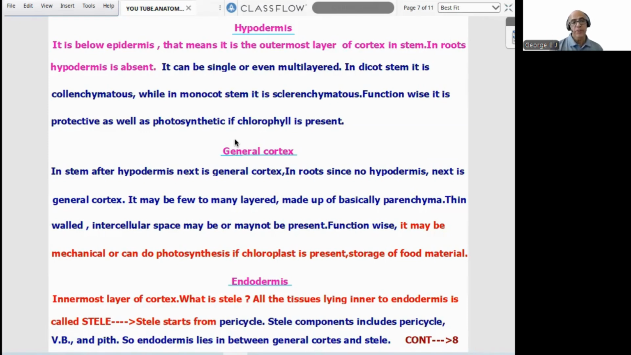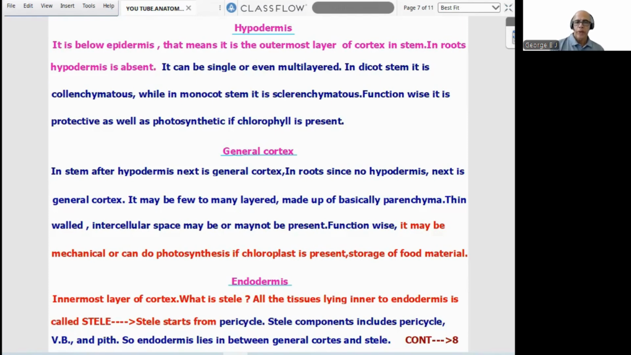In root, hypodermis is absent. Now, hypodermis can be single or even multi-layered. In dicot stem, it is collenchymatous, while in monocot stem, it is sclerenchymatous; that we need for practicals as well as NEET exam questions. Function-wise, it is protective, since it is the outer layer after epidermis, as well as photosynthetic if chlorophyll is present. I think the idea is clear.